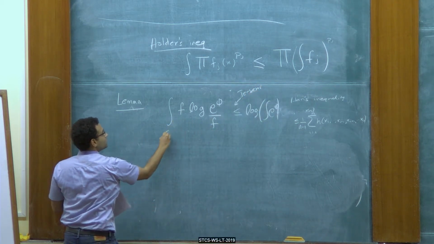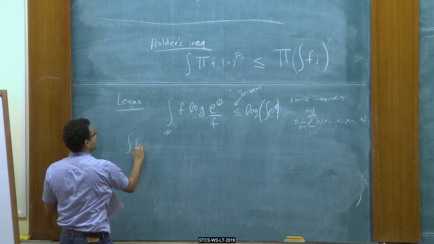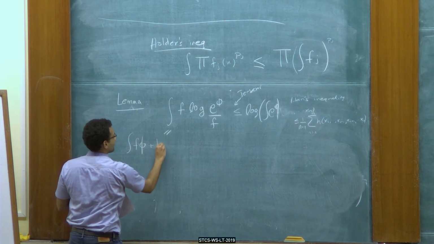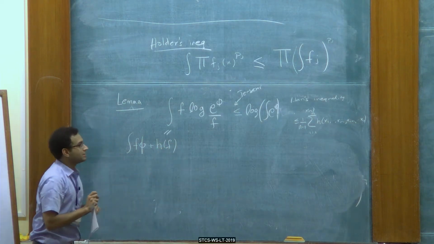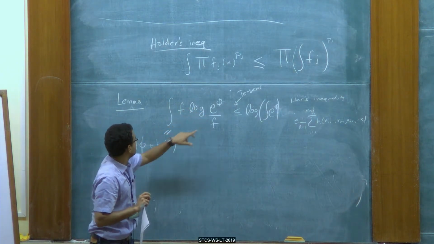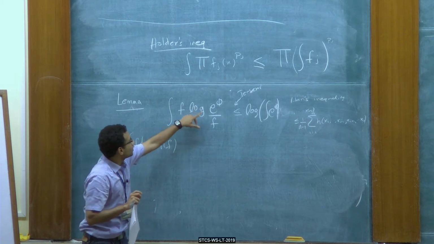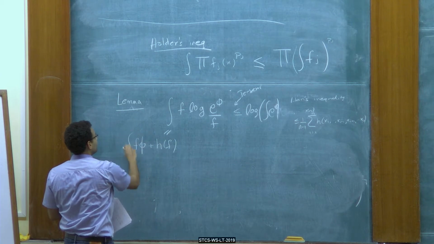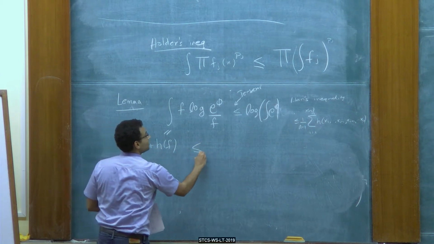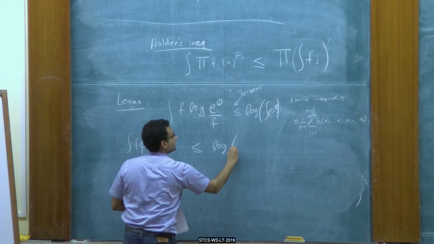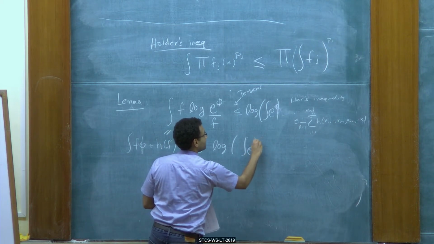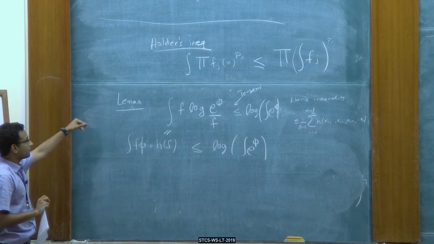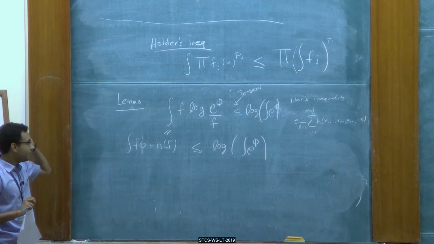But this left hand side is also equal to integral of f phi plus h of f. So log of e to the phi is phi, so that gives me the f phi, and log of 1 over f is minus log f, so that gives me h of f. So I have this inequality: integral of f phi plus h of f is less than or equal to log of integral of e to the phi. So this inequality is always true. It's just Jensen's inequality applied to some two functions f and phi.